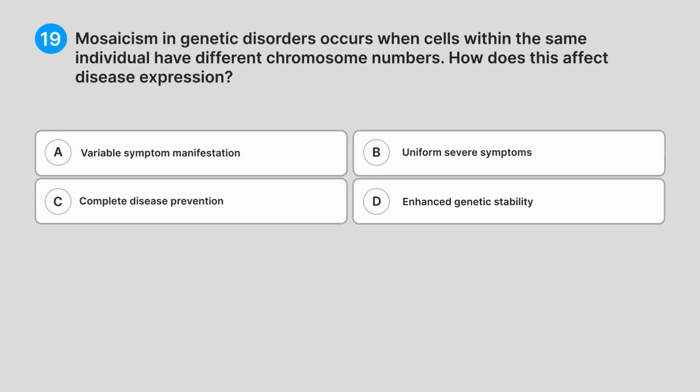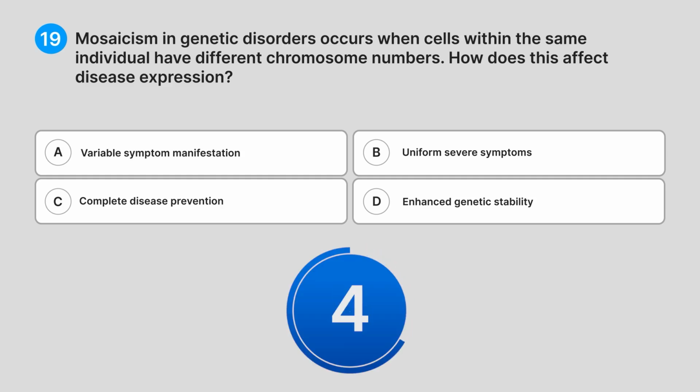19. Mosaicism in genetic disorders occurs when cells within the same individual have different chromosome numbers. How does this affect disease expression? A. Variable symptom manifestation. B. Uniform severe symptoms. C. Complete disease prevention. D. Enhanced genetic stability. Can you guess the answer?